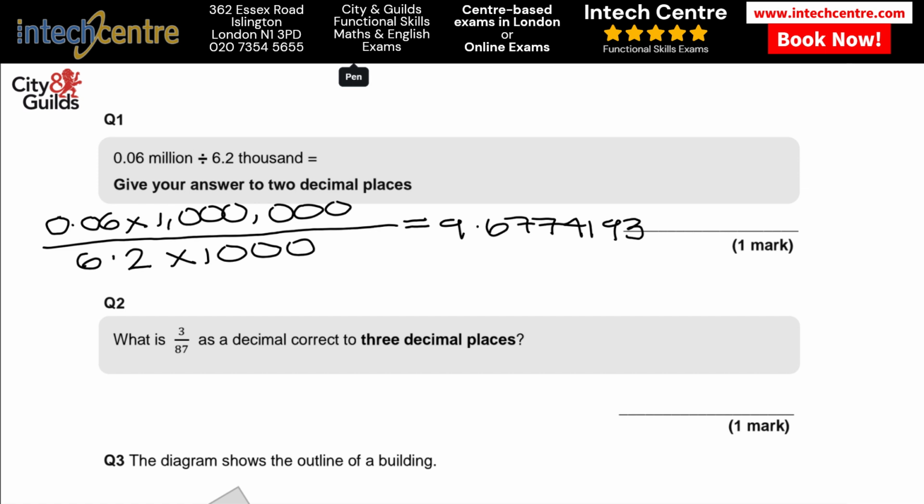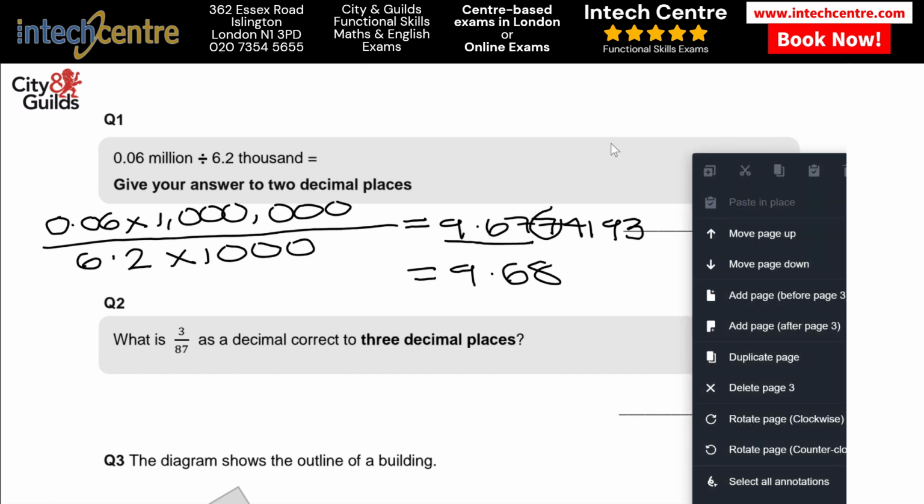9.67474193. We are asked to give our answer to two decimal places, so we're looking for the first two here. But because our third decimal place here is 7, which is bigger than 5, we need to round upwards, which means our answer here would be 9.68. So our answer would be 9.68. I do apologize.